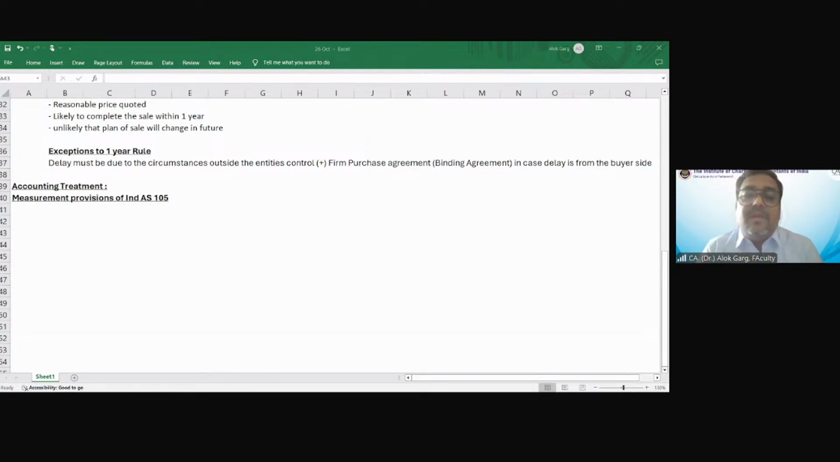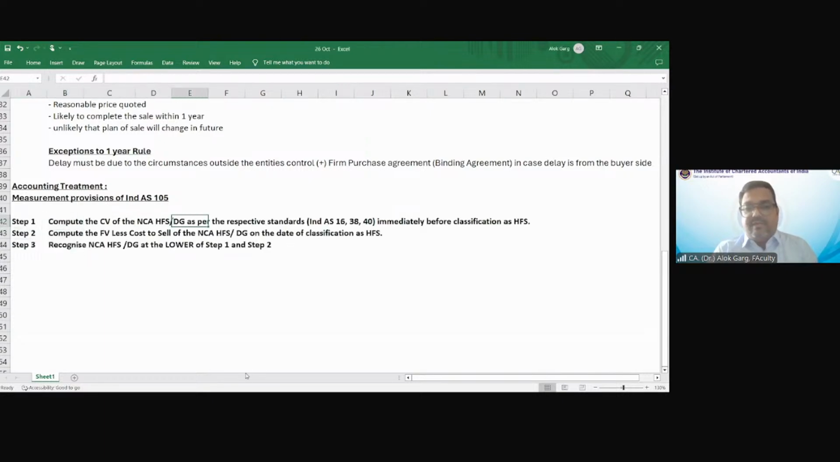Second step, compute the fair value less cost to sell of the non-current asset held for sale or disposal group on the date of classification as held for sale. So now you have the carrying value, you have the fair value. Now you need to recognize the non-current asset held for sale at the lower of carrying value and fair value less cost to sell.